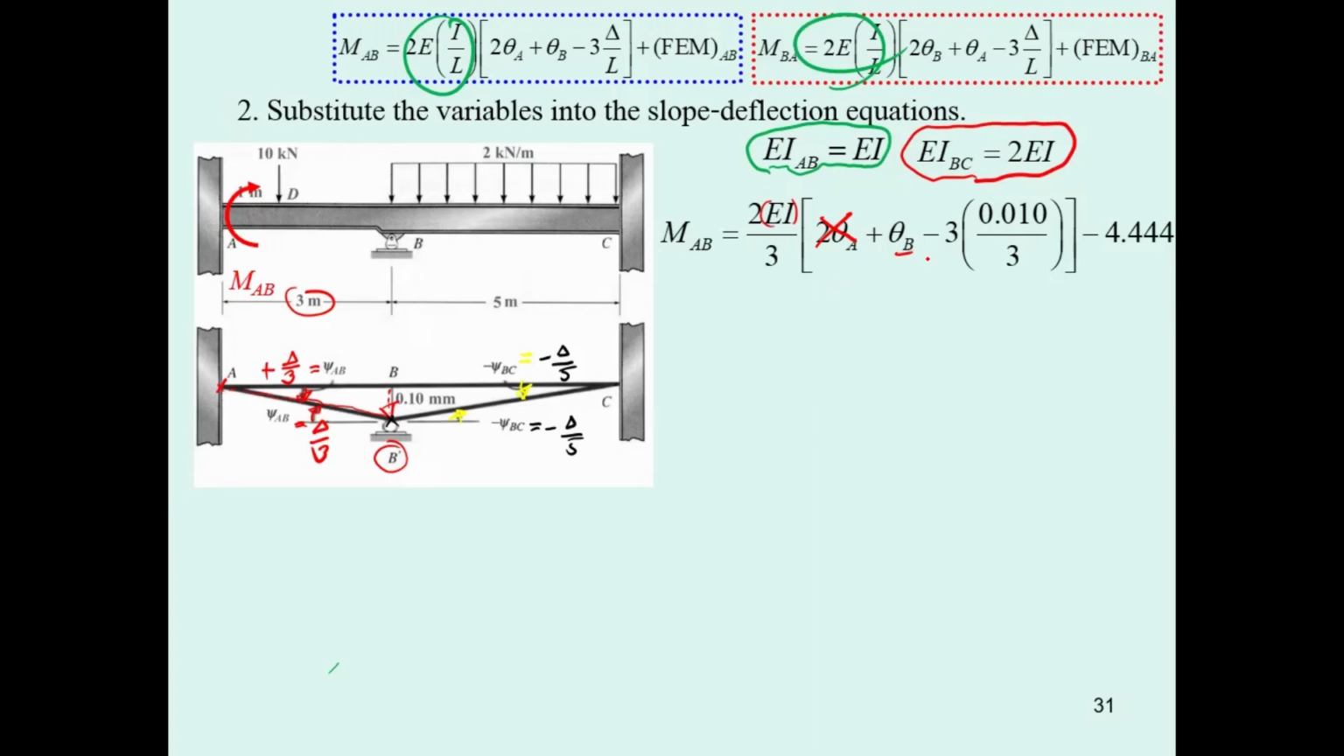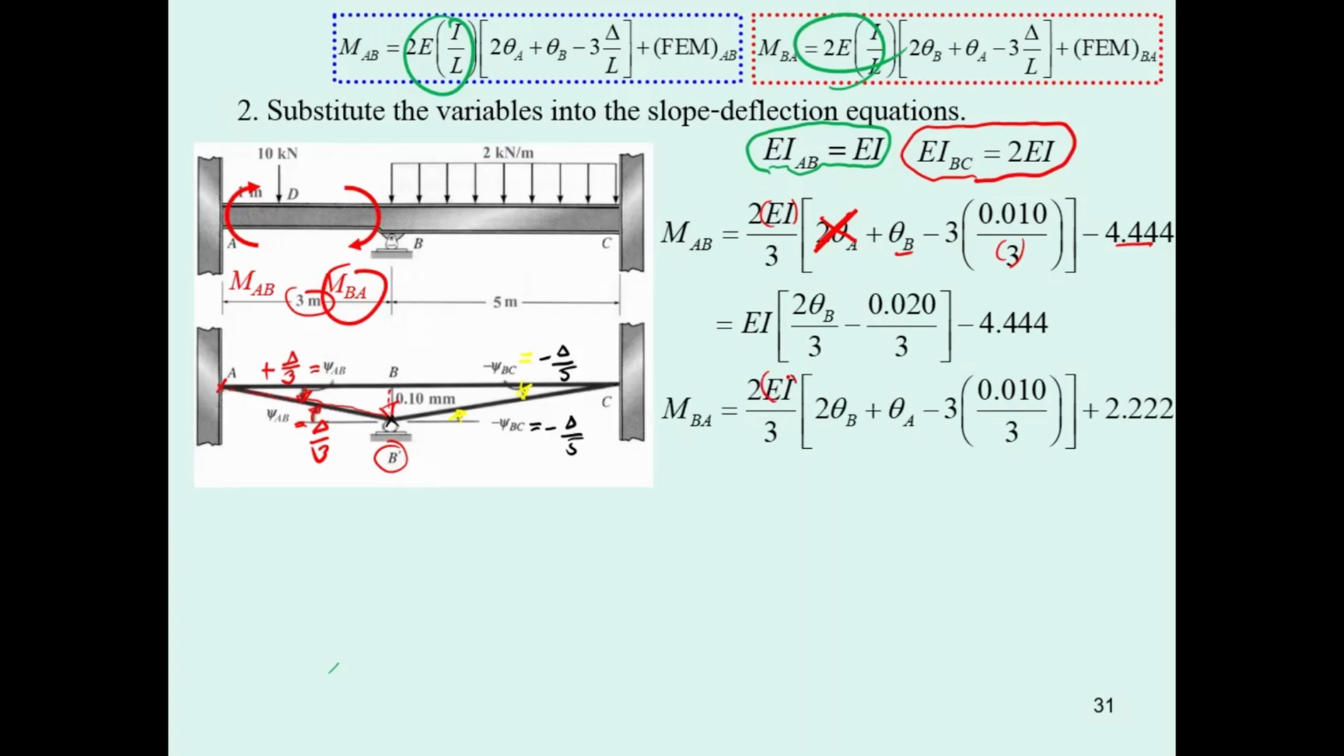And then this is going to be unknown, minus 3 delta over L, and fixed end moment AB. And the second one, we have M sub BA, 2EI over L, 2 theta B, B before, 2 theta B, A before, 2 theta A. Then eliminate this one, it is 0, minus 3 delta over L, and fixed end moment BA.